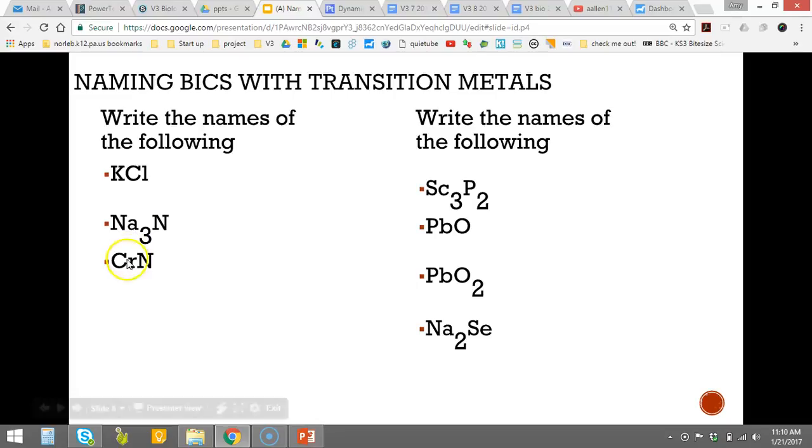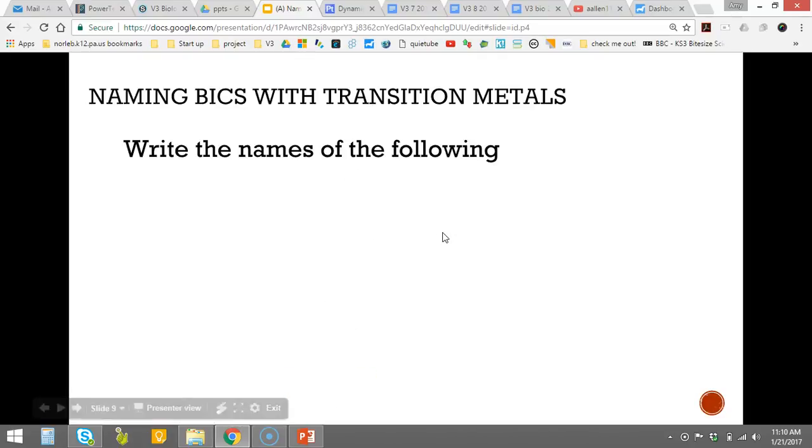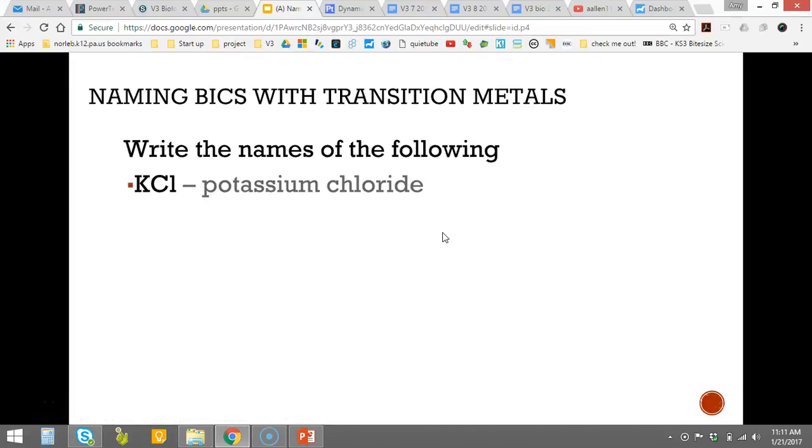The others, oh, here's another sodium. The others, this is chromium, scandium, and lead. Those are transition metals. So let's take a look at how we name these. KCl, simple, potassium chloride. Na3N, again, not a transition metal, so sodium nitride.